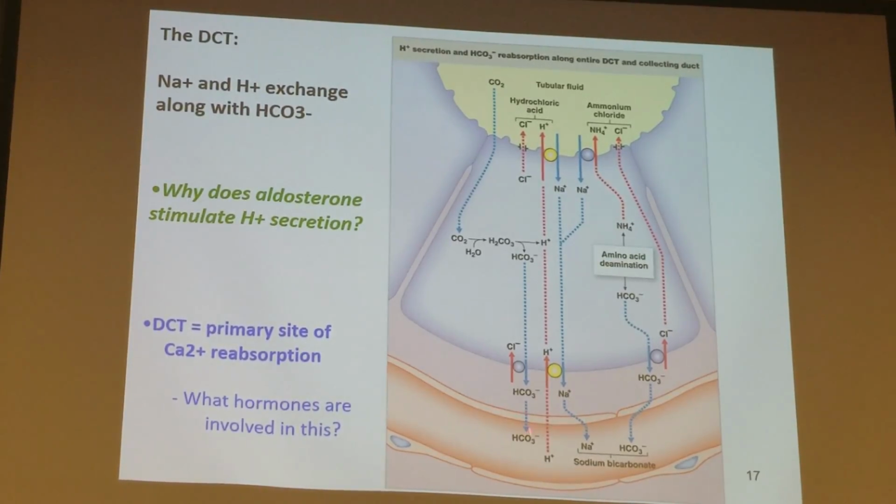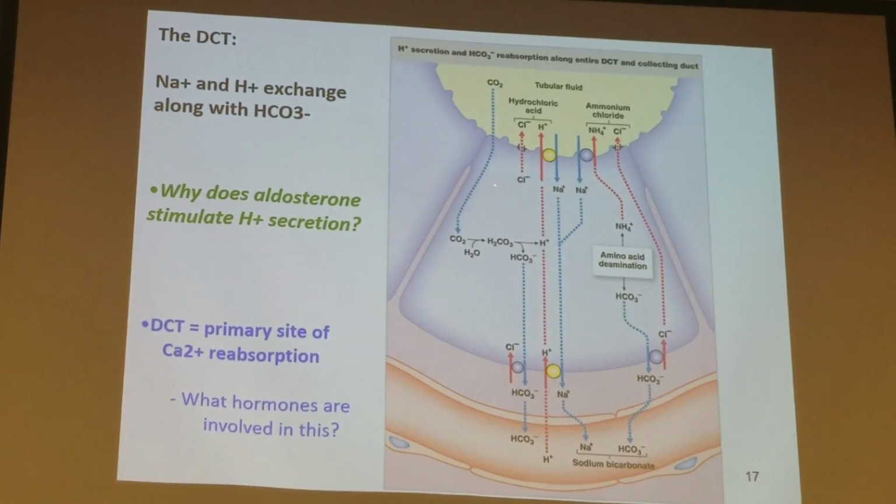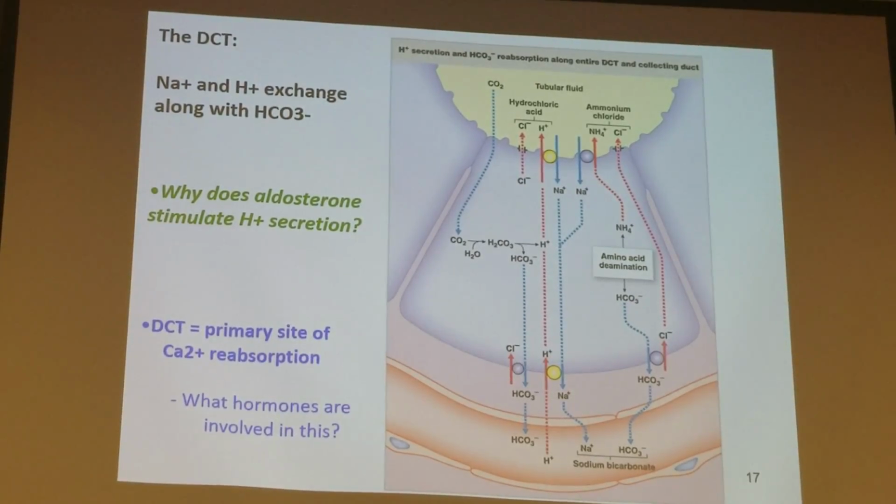Which means I can actually get more hydrogens into the cell. Which means more hydrogens leave the blood and go into the filtrate. Which means the blood becomes more alkaline and the filtrate becomes more acidic. All because of aldosterone simply putting in more sodium leak channels. More sodium means that guy can work faster.